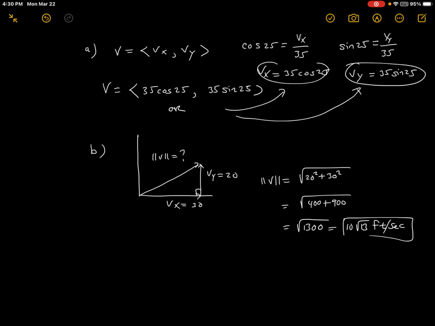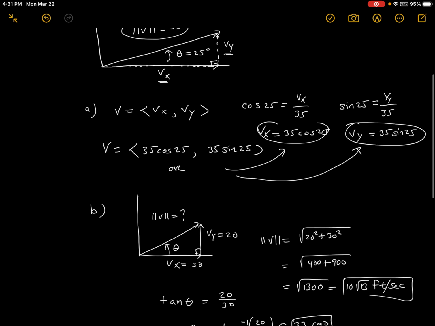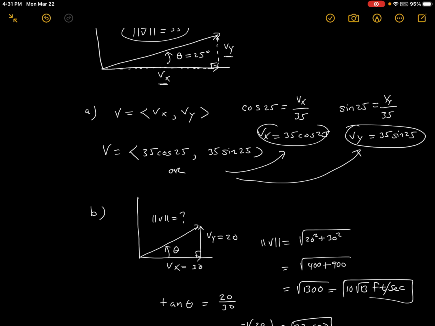And then find the resultant vector's direction. What is theta? Of course, you can use a trig ratio to solve for that. Tan theta is 20 over 30. The direction is tan inverse of 20 over 30. And if you use a calculator, make sure it's in degree mode, 33.69 degrees. Okay, so problem number 1 is a review of writing component form. Any vector can be written in terms of its horizontal and vertical components. The horizontal is magnitude times cosine theta. The vertical component is magnitude times sine theta.